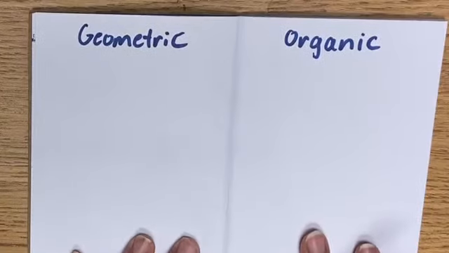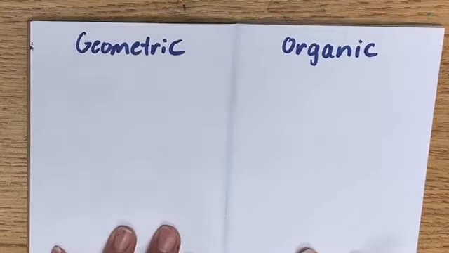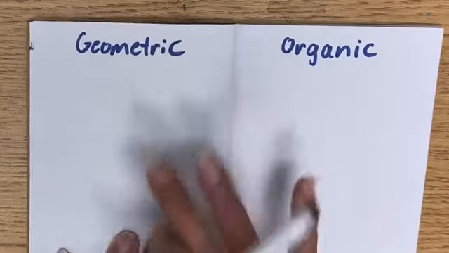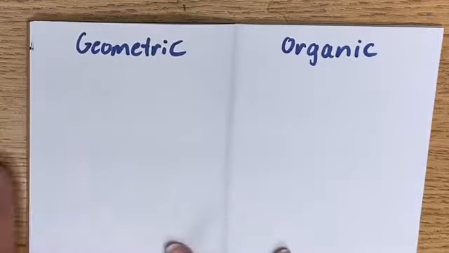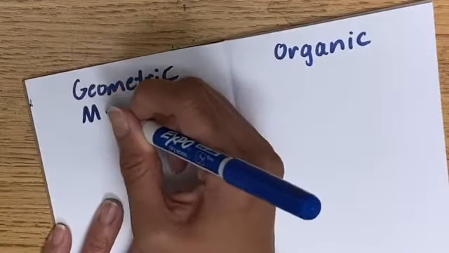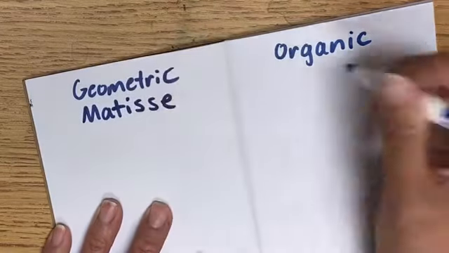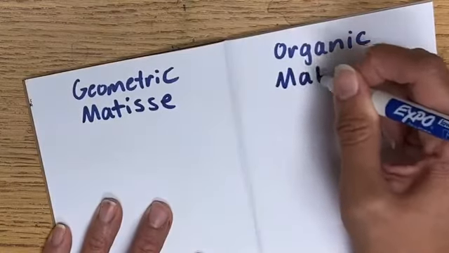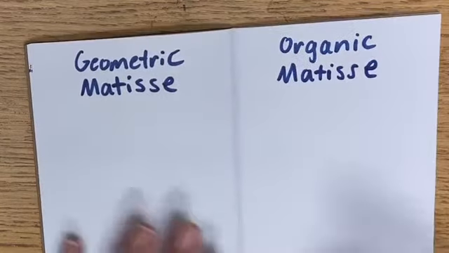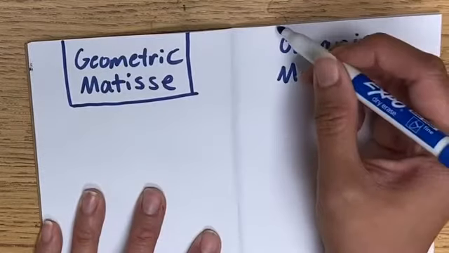After you've done that, we're going to look at some artwork by an artist named Matisse. So we're actually going to write Matisse under both of these because what we're going to do is look at the artwork, identify the shapes, and then draw them here. So Matisse is M-A-T-I-S-S-E. Because we are looking at his shapes and then categorizing them.